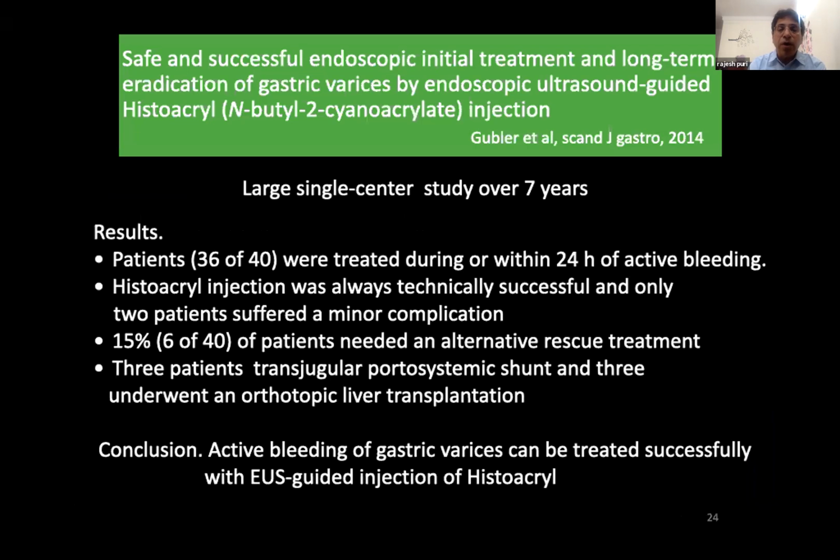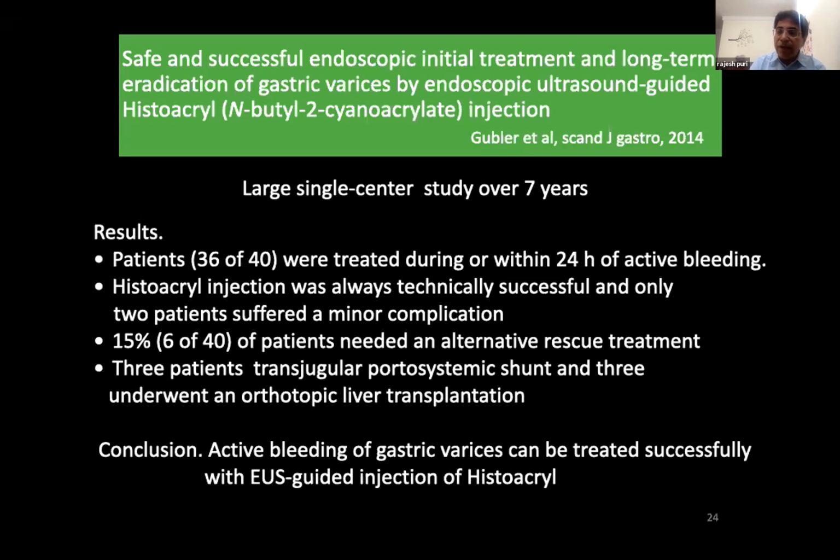Another study was published by Gubler, a large single center study over 7 years. 36 patients out of 40 were treated either at the time of bleeding or within 24 hours of bleeding. Histoacryl injection was done, and 6 out of 40 patients needed an alternative rescue treatment. The rest were treated with EUS-guided glue injection. So active bleeding of gastric varices can be treated successfully with EUS-guided injection of histoacryl glue.